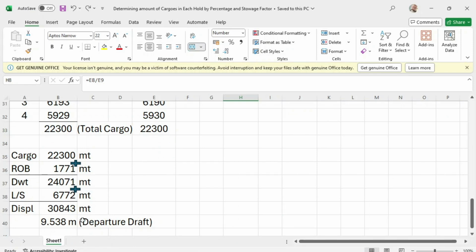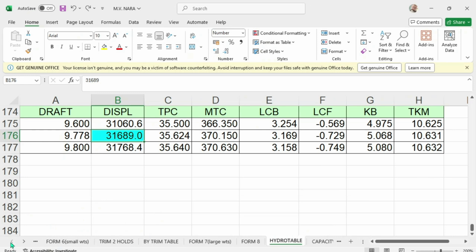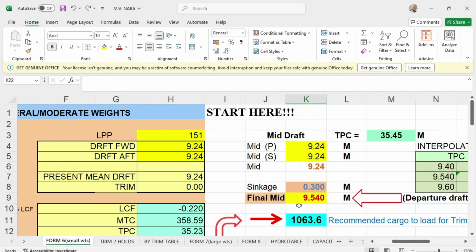Assuming that this is your departure drop, so this is your departure drop of 9.538. So I made it a run-up of 9.54. Okay. So this is your departure drop. Now, for example, you advise the foreman when you reach a drop of 9.24, you will stop the vessel loading and make a drop survey, a drop reading around the vessel, so that you can compute how much remaining cargo to load.